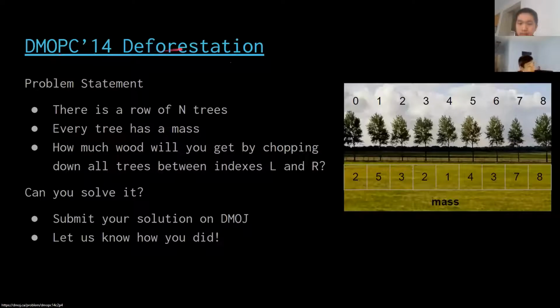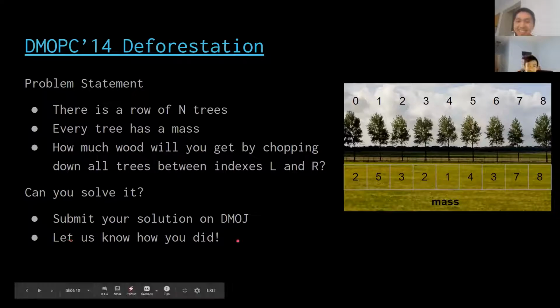DMOPC 14, Deforestation. So the problem statement: there is a row of n trees. Each and every tree has a mass. How much wood will he get by chopping down all trees between indexes L and R? So this is very similar to the situation I just explained. It's just the bowling pins are replaced by trees, and the masses are variable. Can you solve it? Submit your solution onto DMOJ. Thank you, Ryan. And let us know how you did.